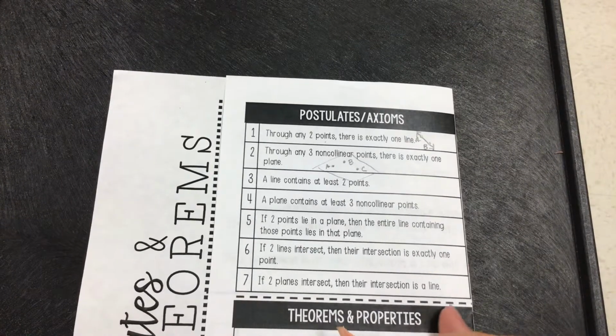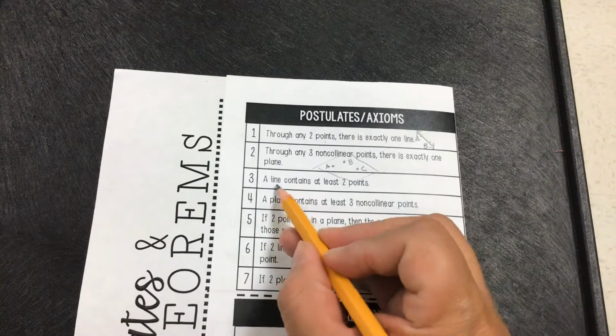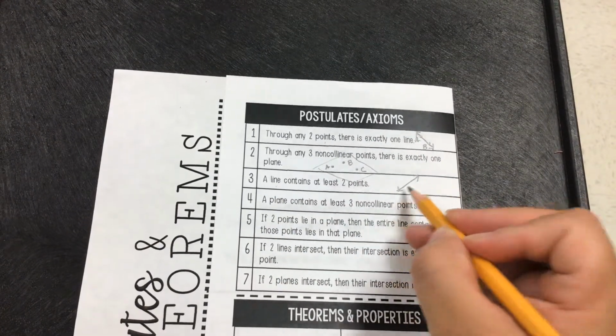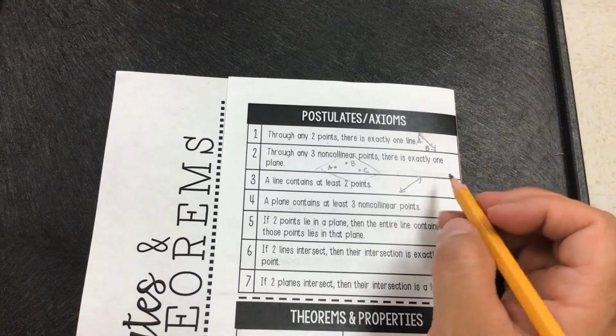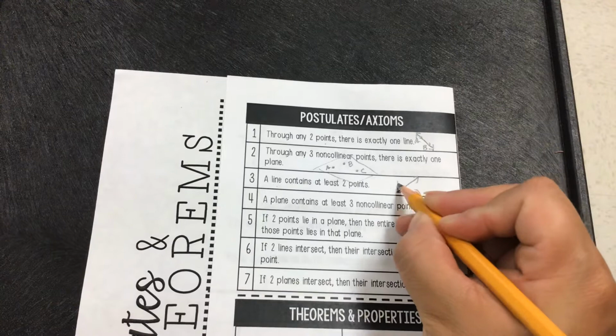Number 3, a line contains at least 2 points. So what they want is a line first. When we have a line, that means that there's at least 2 points. Well, there's a lot of them. We just need to know 2.